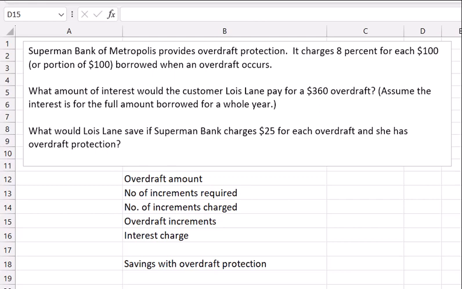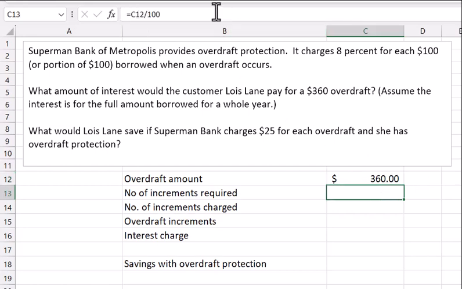And then we need to calculate what Lois Lane would save if the bank charges $25 for each overdraft, and she has overdraft protection. So let me bring the answers to light here. I've worked this ahead of time. All right, the overdraft protection amount is $360, and you can follow me here. You can also see the numbers up here if that's helpful.